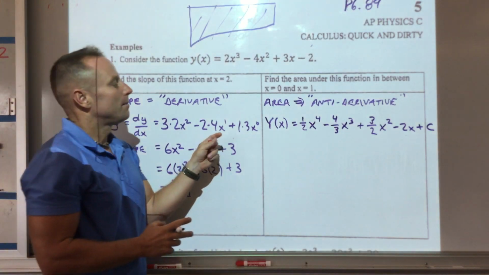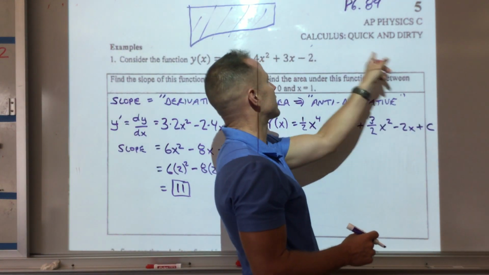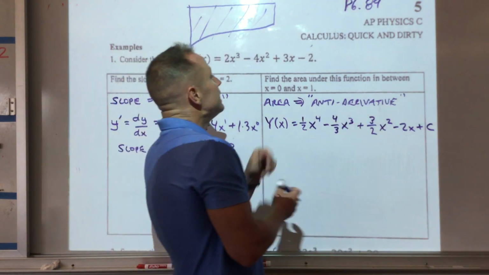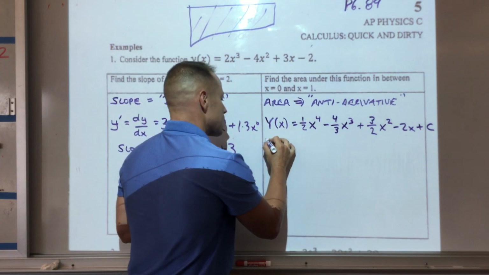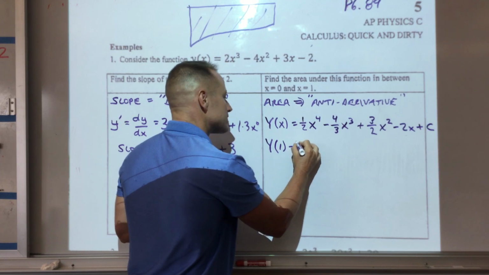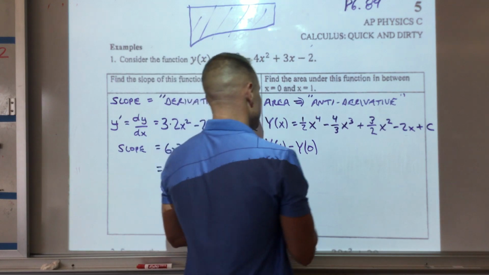So this function is the antiderivative, right? If you take the derivative of the constant, you get 0. So there can be any old arbitrary constant out there. To get the area between x equals 0 and x equals 1, what we need to do is evaluate the function at 1 minus the function at 0. Right? So let's do this.